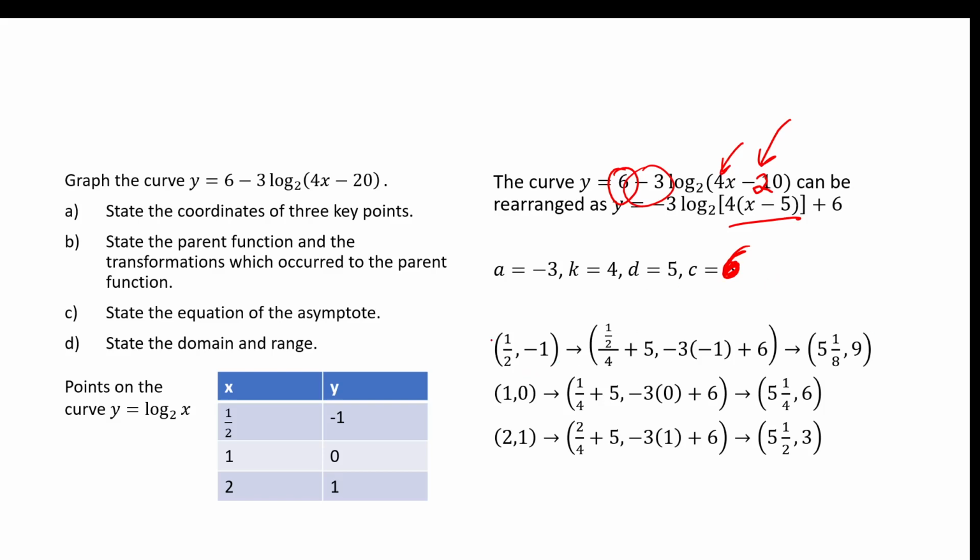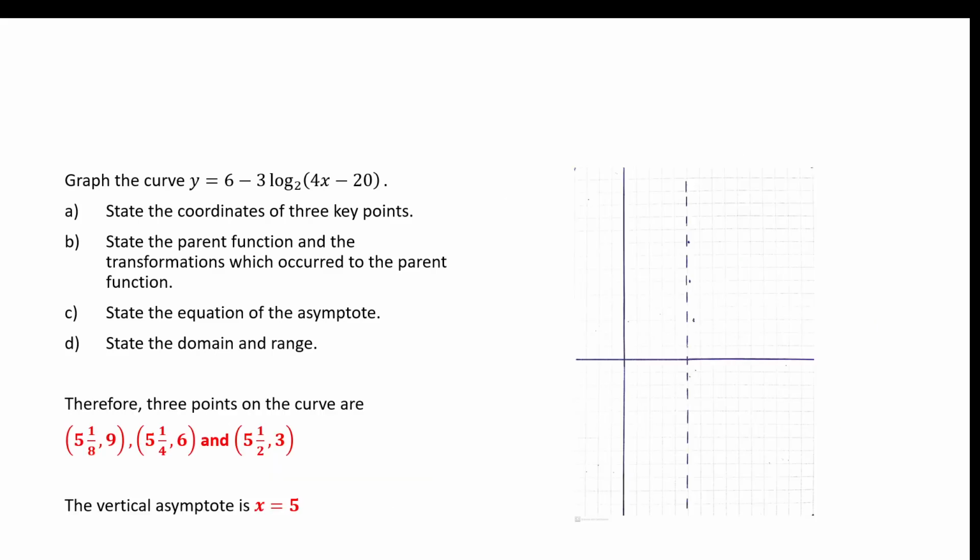And we put our points that are on the parent function of y equals log base 2 of x through the mapping formula, and we come up with 3 points on the transformed curve. Now, we also know the vertical asymptote is x equals 5. If you recall, we said earlier the vertical asymptote will always be at x equals d. In this case, d is 5, so our vertical asymptote is x equals 5. We plot these 3 points.